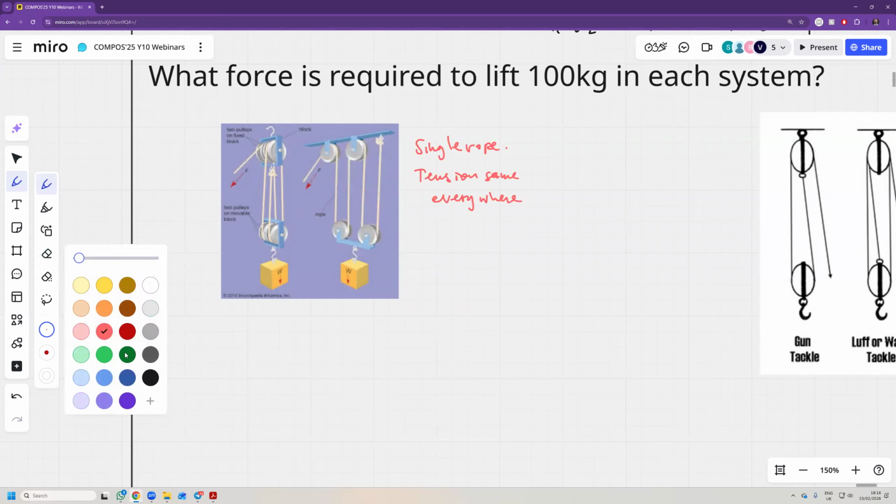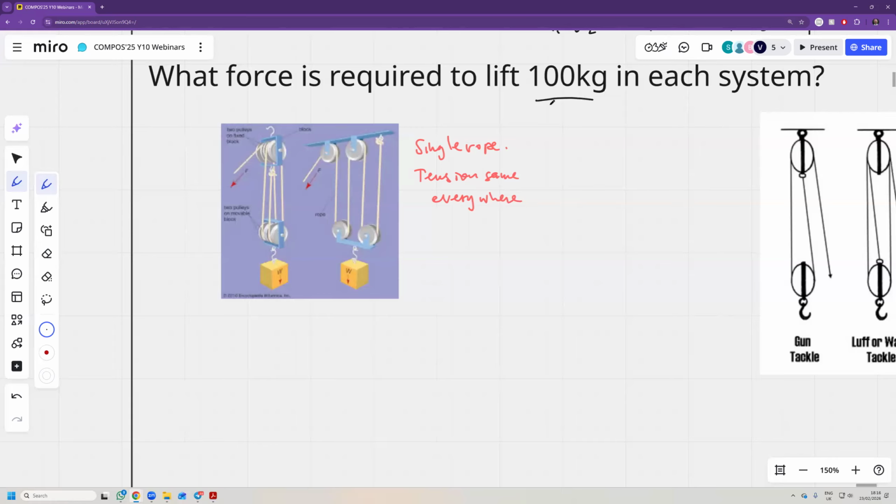If there's 100 kilograms of mass, that means the weight is 1,000 newtons acting down. But what is supporting that weight? Well, actually, it's 4 ropes. 1, 2, 3, 4. So this mass is being supported by 4 ropes, and the tension in the ropes is the same. That means 4 times T must equal 1,000 newtons, so the tension in the rope is equal to 250 newtons.